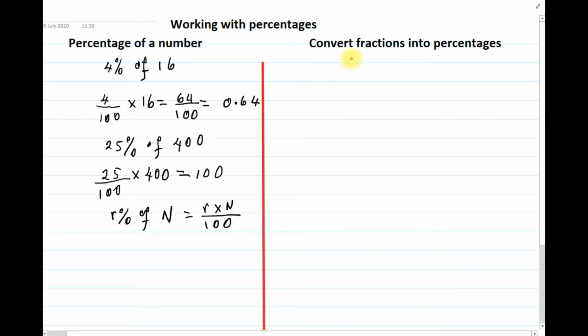Now over here, the right-hand column, how do we convert fractions into percentages? Very simple. To convert a fraction into a percentage, like say 3/4, I want to write this as a percentage. All I do is multiply this by 100. Now 3 divided by 4 is 0.75, times 100. So this becomes 75%.